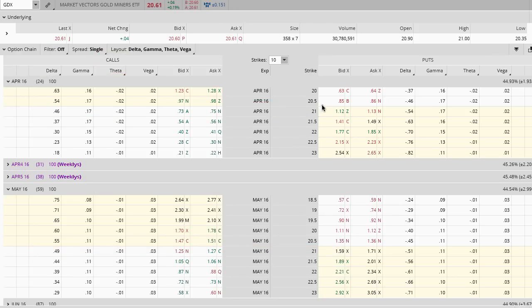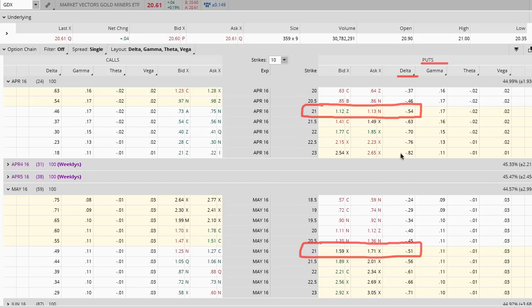Now let's look at the put side of the trade at the same 21 strike puts. So the same corresponding strikes, but now on the put side. And you can see here for delta that all of the deltas are negative. Now, that doesn't mean that you're always going to lose money.